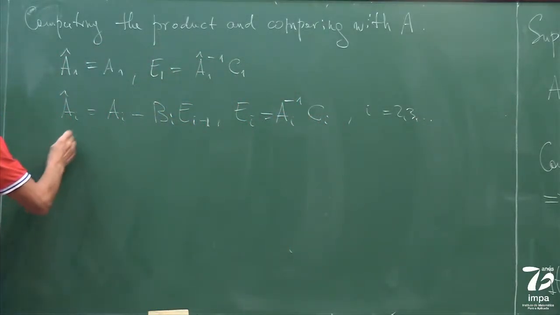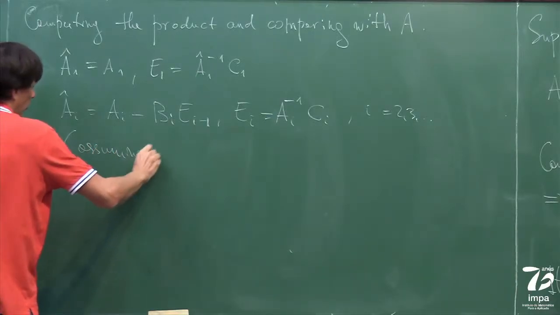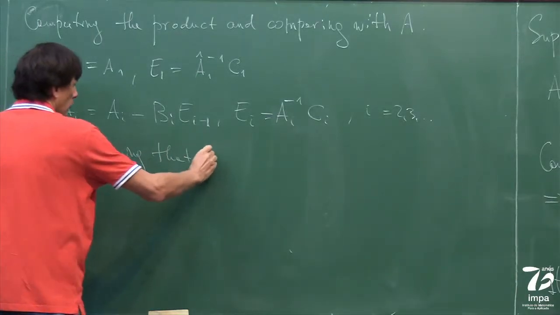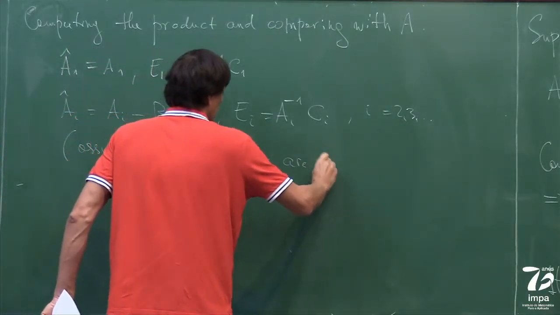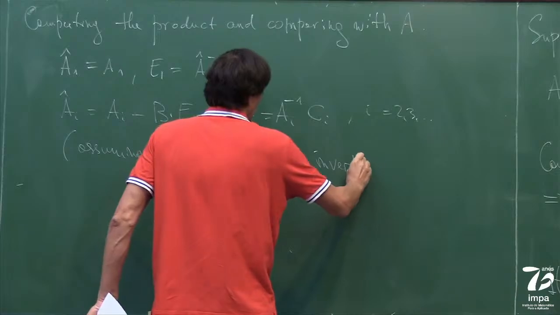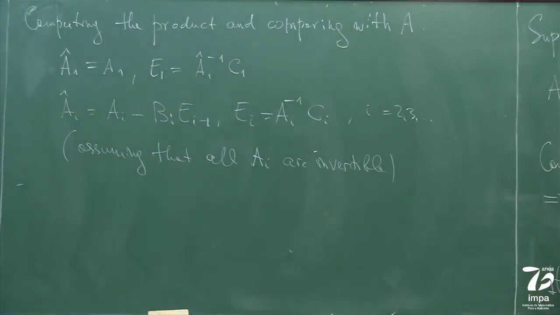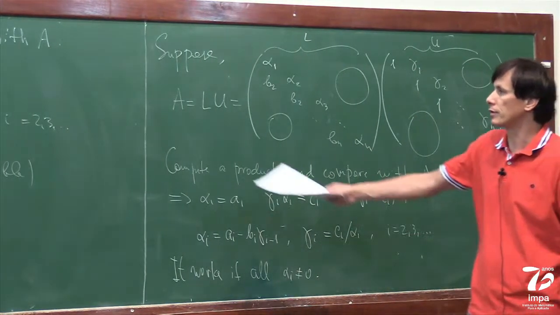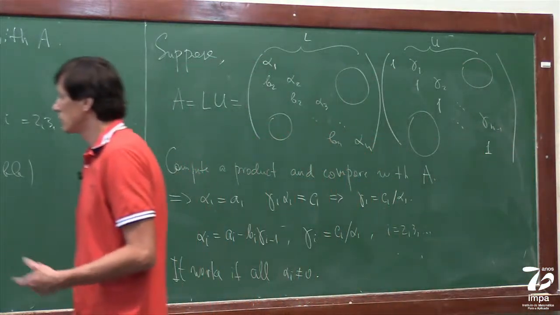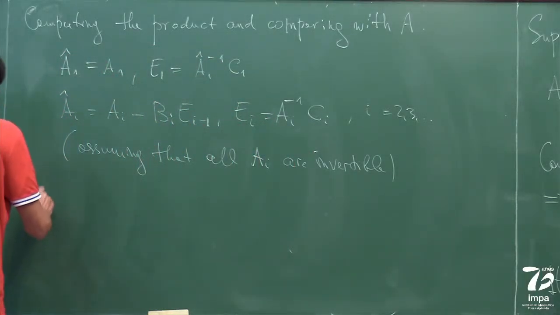So here we need, assuming that all A hat I are invertible. So this has become the analog of assuming all coefficients alpha I are non-negative. So here we need them to be invertible. So it's the analog of what's non-zero. And then you do the same thing.